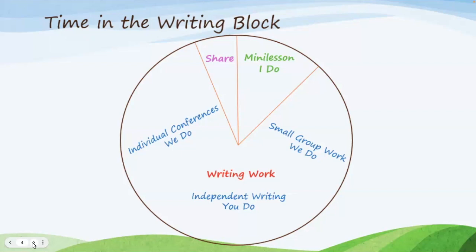We have the mini lesson, which when we think of the gradual release of responsibility is the I do part of our lesson. Then we have the writing work time in which some students will be engaged in small group work or individual conferences with you, and all students will be writing independently. This is where we have the we do part of the gradual release model and also the you do part. And we end with a short share time.